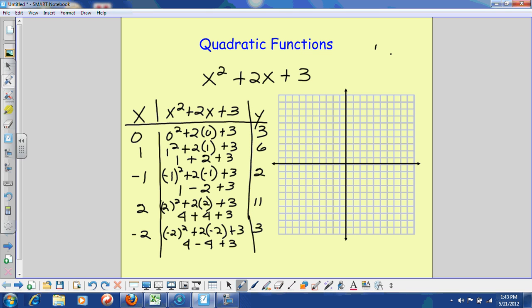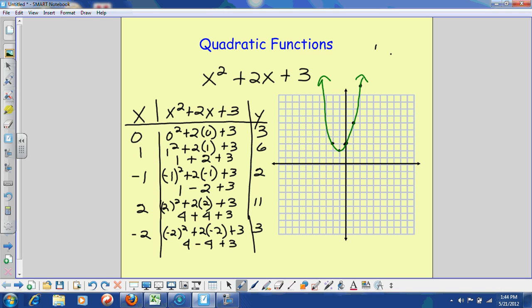So now let's look at what happens when I plot these. I've got 0 and 1, 2, 3. I've got 1 and 6. I've got negative 1 and 2. I've got 2 and 11, which is up here somewhere. And then I've got negative 2 and 3. So our parabola, if I kept going, was going to look something like this.